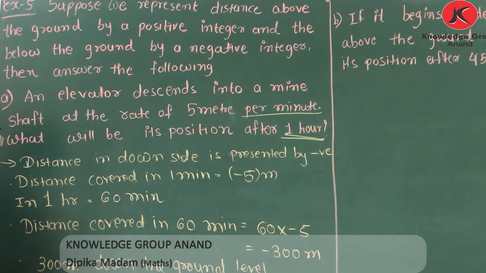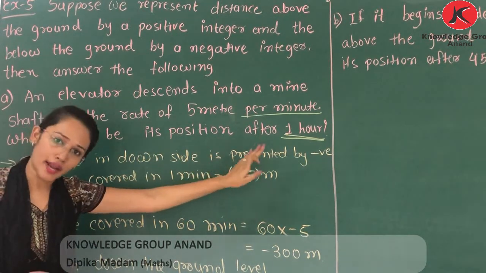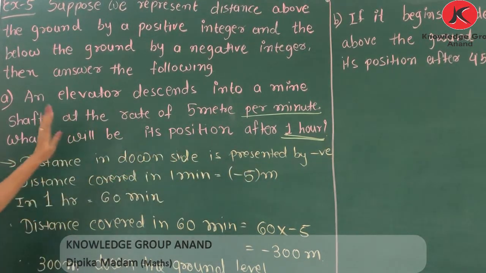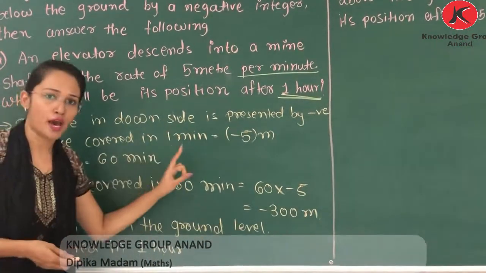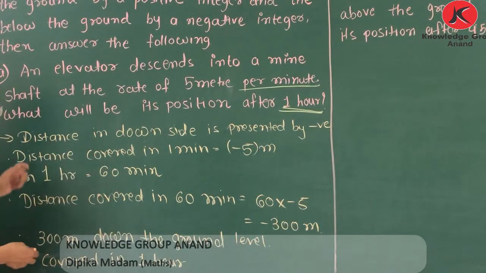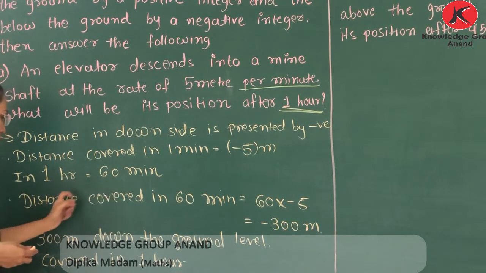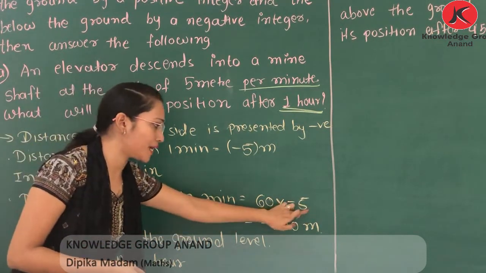Again, distance in the downside is represented by a negative sign. So if the distance is 5 meter, it means minus 5 meter in 1 minute. But here in the question we need to find it for 1 hour. In 1 hour, 60 minutes are there. So the distance covered in 60 minutes is equal to 60 multiplied by minus 5.